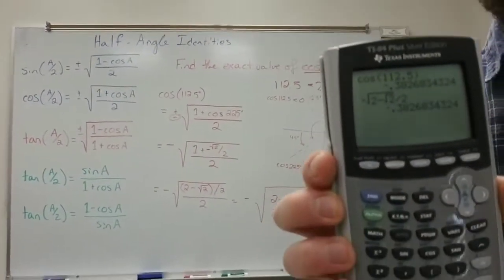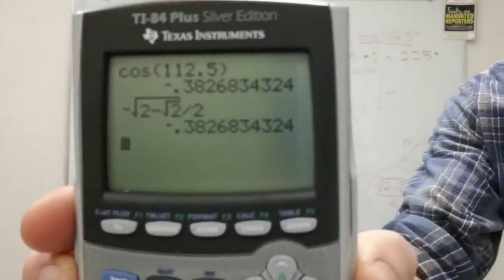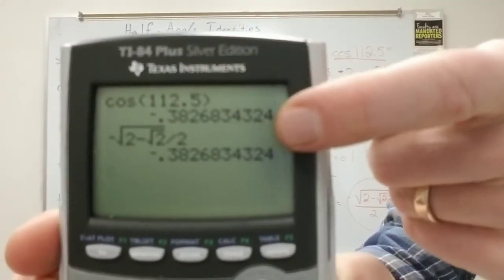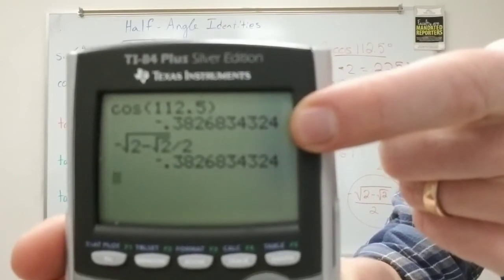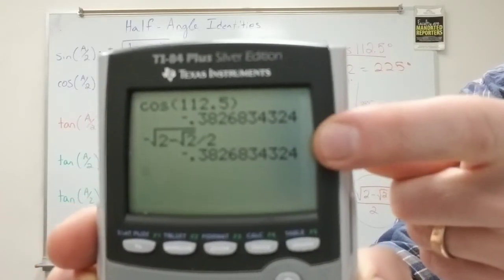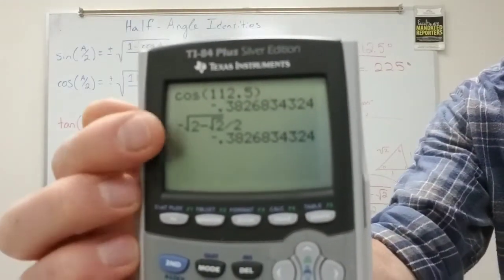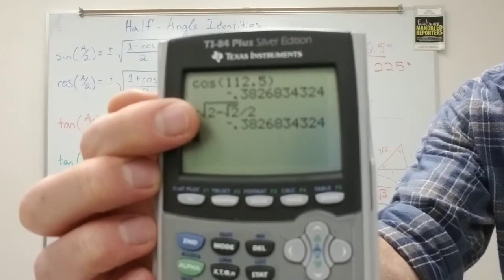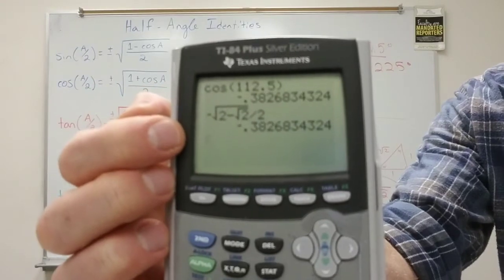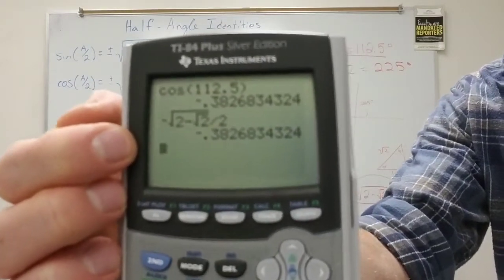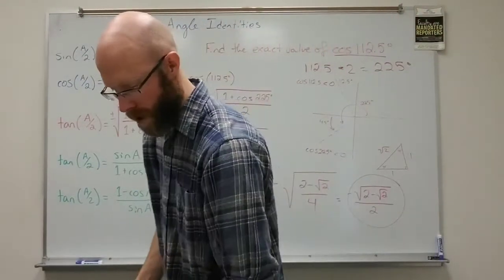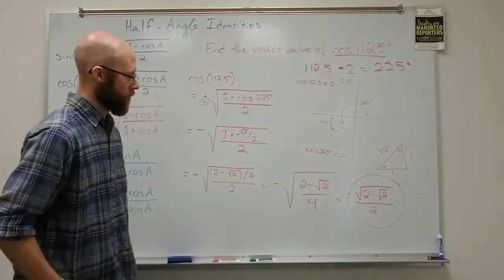Okay, so whoops, not bump the table there. All right, hopefully you can see that and it comes in clearly. Cosine of the angle is a negative roughly 0.38, what's that, 2? I'm reading it backward on the screen. And if I do the expression we just found with the 2 minus root 2 all under a root, and then divide that by 2, I get the exact same decimal. Okay, so that verifies it, hopefully, that those are the same thing.